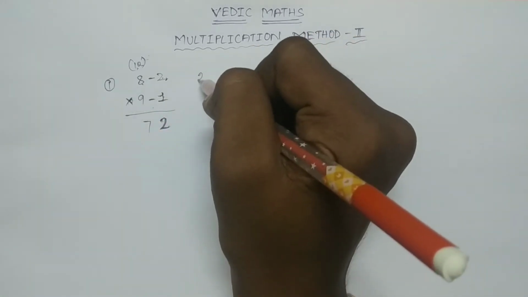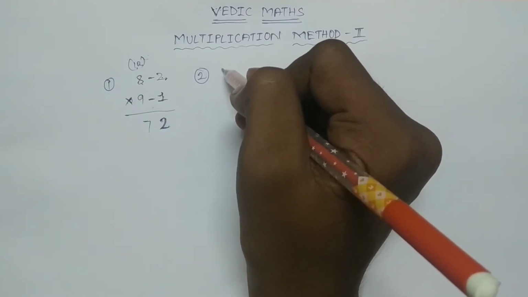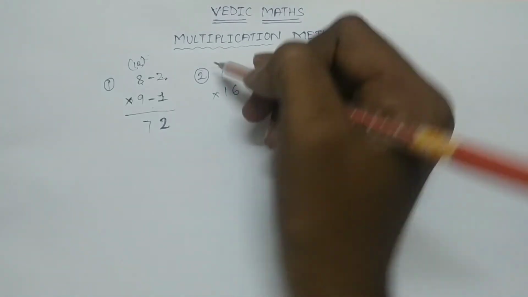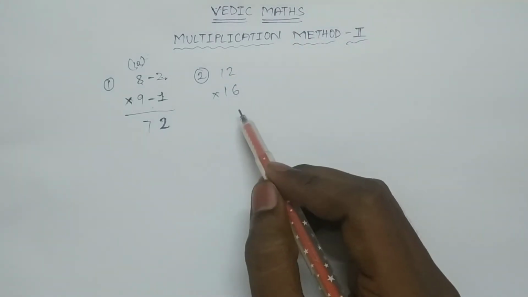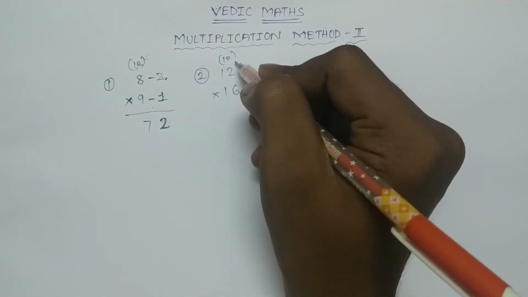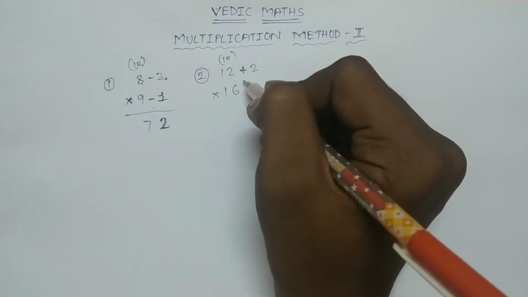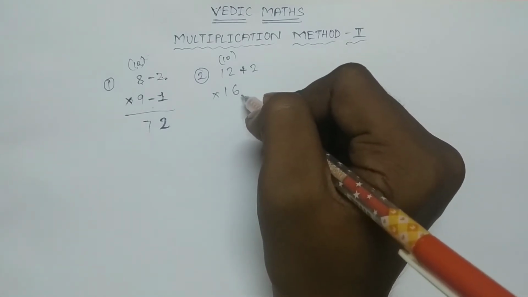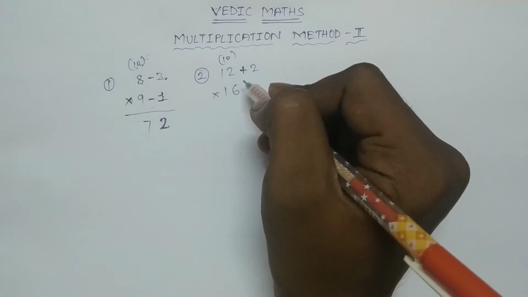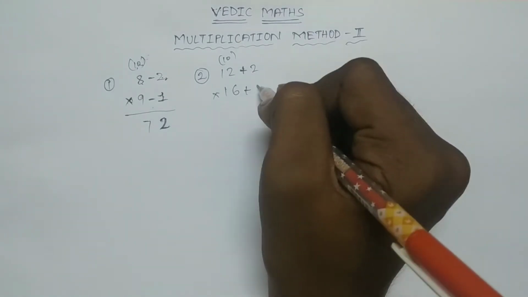Now I am doing a second example. Let's take the second example, that is 12 into 16, and the nearest round figure for these values is also 10, so I am taking 10 here. If I compare with 10, 12 is greater by 2, so I am taking plus 2. Again, 16 is greater than 10. How much? 16 is 6 greater than 10, so I am taking plus 6 here.